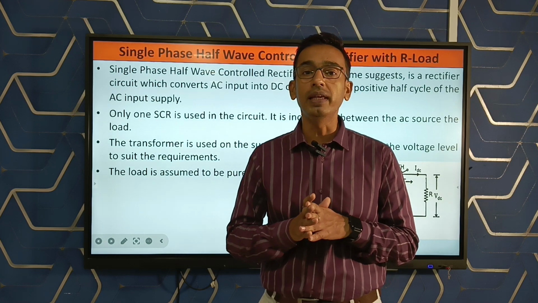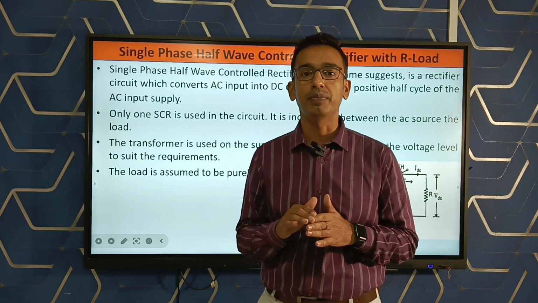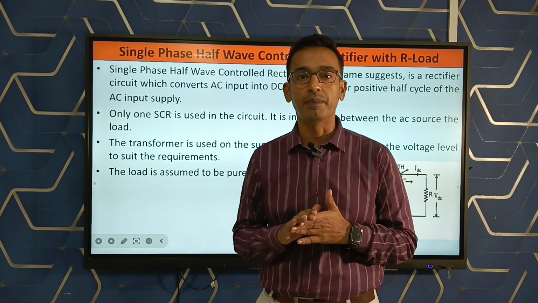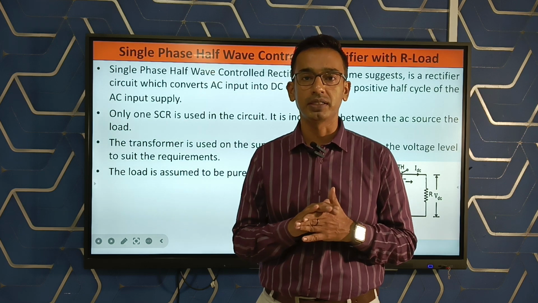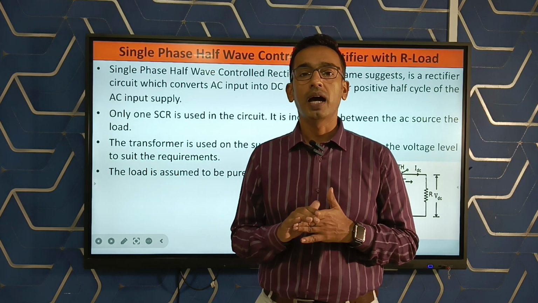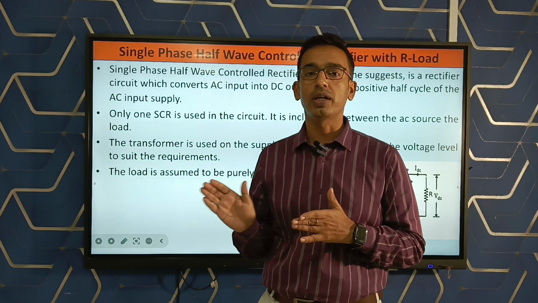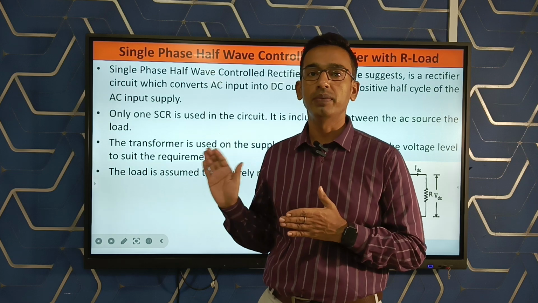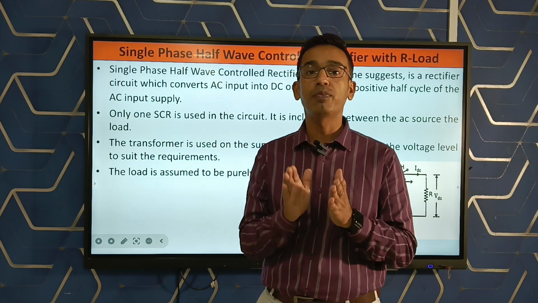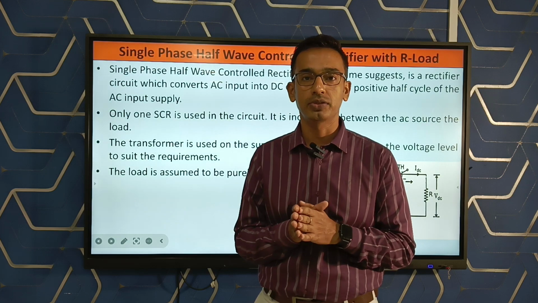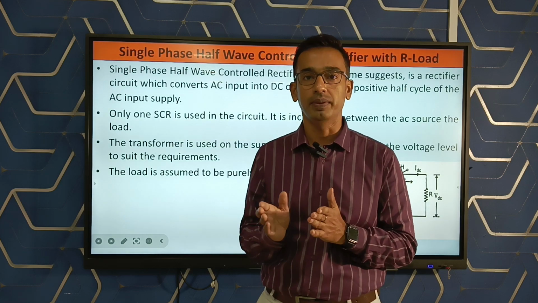Half wave means only in the positive half do we get the voltage. In our AC supply, there are two halves, one is the positive half and the other is the negative half. The output voltage we are getting in this half wave rectifier is only in the positive half; in the negative half there will be no voltage. That's why the name is called half wave.